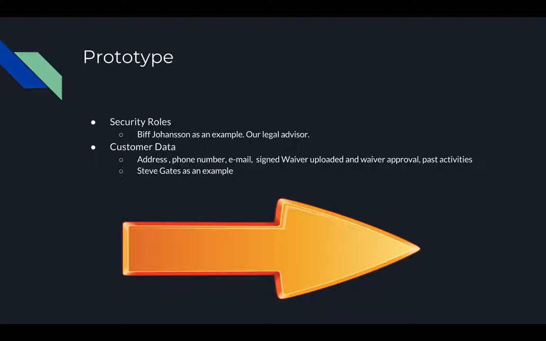And the last thing we're going to do is take a look at an actual prototype of this. We're going to take a look at our security roles. For an example, we're using Biff Johansson, a legal advisor. We're also going to showcase how Wonder is storing some of our customer information: their address, phone number, emails, their signed waiver, along with some past activities like phone calls regarding those customers. We're going to be looking at our customer Steve Gates here.